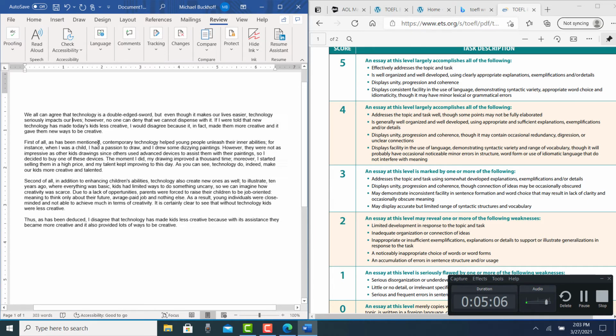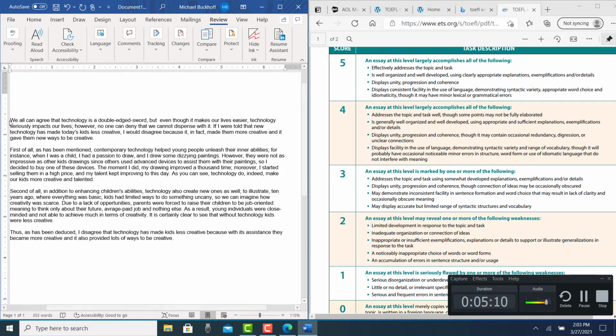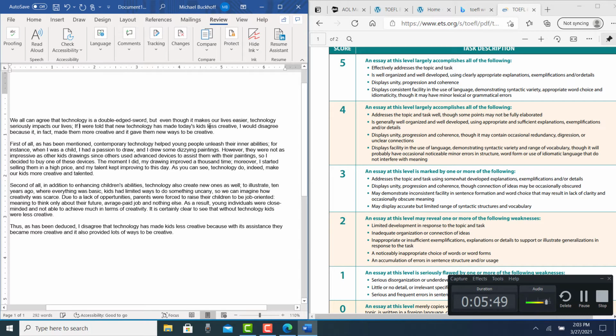Now, your sentence, instead of the way that you had it, well, it's a 22-word sentence. We can all agree that technology is a double-edged sword, but even though it makes our lives easier, technology seriously impacts our lives. However, no one can deny that we cannot... and I don't think this sentence really does anything. You have to deal with this later. I like your use of the semicolon.